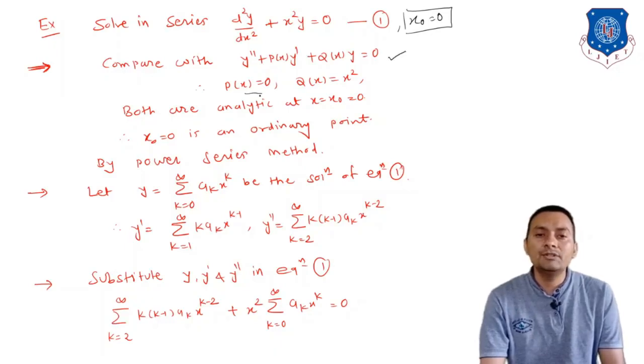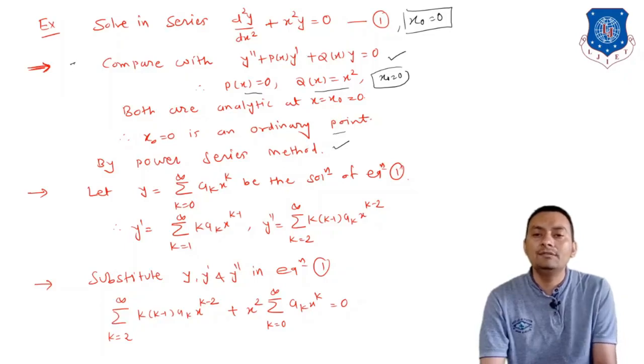So what we are going to get, P of x is equal to 0 and Q of x is equal to x square, and both are finite at x0 is equal to 0. So we can say that x0 is equal to 0 is nothing but an ordinary point, and therefore we apply the power series method. Step number 1 we have already done.